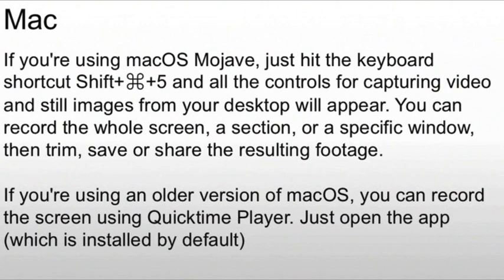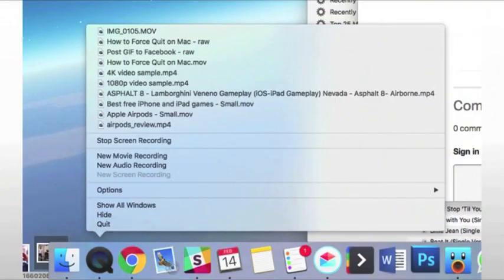In Mac with Mojave, there's a little bit different system. There's a shortcut that you can use. If you're using an older version of Mac OS, you can record using QuickTime, which is actually exactly what I do. And what'll happen is when you click on QuickTime, it will pop up this friendly little window. It will say new screen recording. You click on that, it'll pop up a little window up here that has a record button.